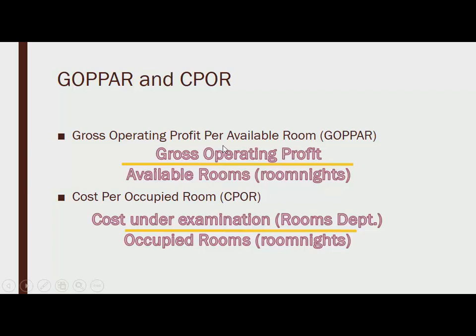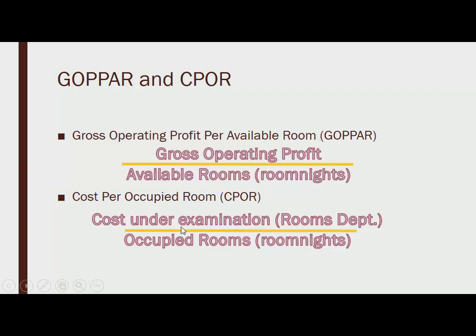Okay, so this would give us, once we take away all of our controllable expenses, how are we doing per available room for our gross operating profit? Okay, so gross operating profit, or GOP, divided by available rooms, room nights.